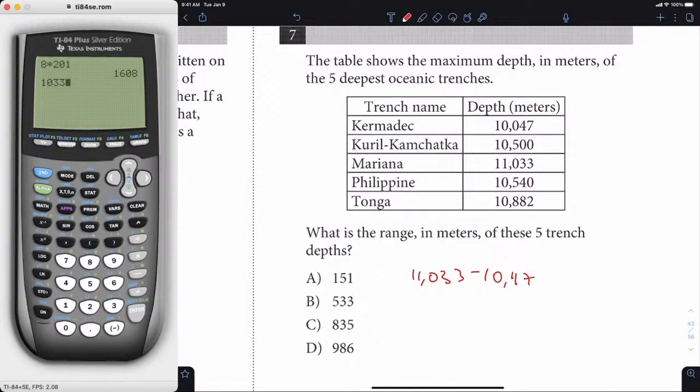11,033 minus 10. Oh wait, I did this wrong. It should be 10,047 minus 10,010. Oh no, I did this wrong. Hold on, clear. 11,033. There you go. Minus 10,047, and that should give us 986, D.